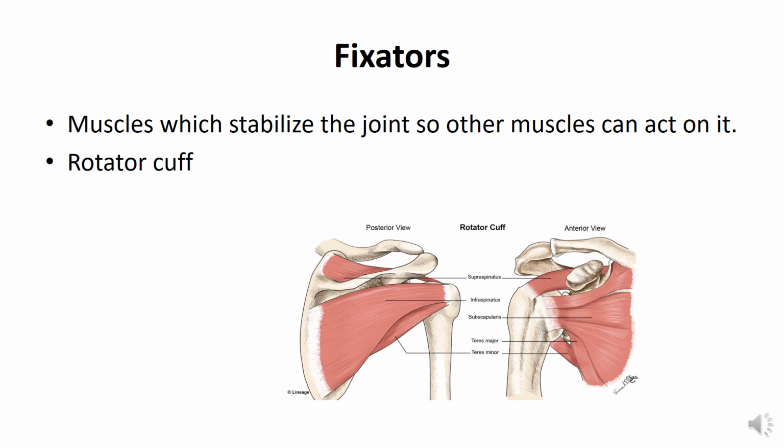Now, the best example of the fixators can be given by the rotator cuff muscles. Up till now, you know what the rotator cuff muscles are. These are the four muscles which are present in the shoulder region, and these muscles are also known as the guardians of the shoulder joint. They stabilize the shoulder joint in its movement.